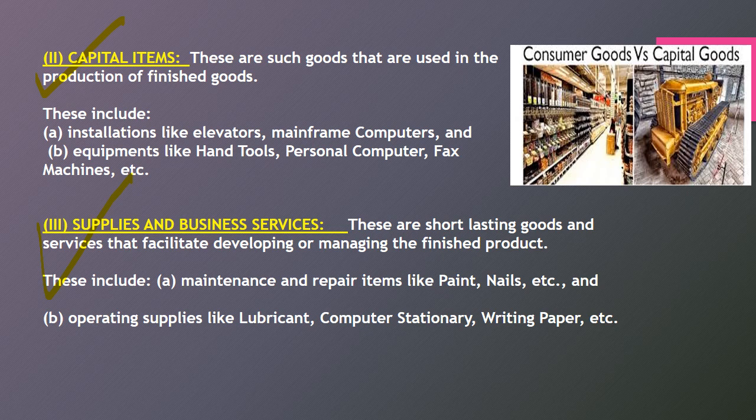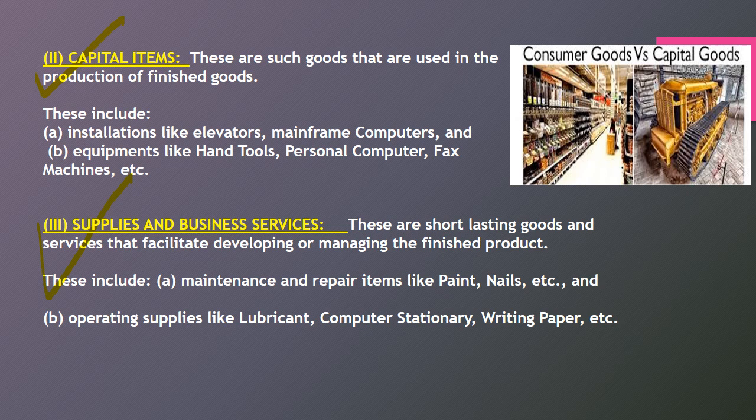Now the second thing. Industrial products, you've already seen, have been divided into three. Now the second one is capital items. What are these capital items? Capital items are things where the investment is big. For example, installations like elevators need a lot of money, right? Mainframe computers, processing computers, getting a computer is not an easy thing. You need a lot of money.